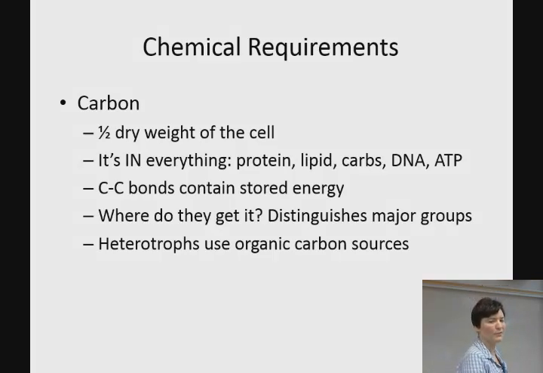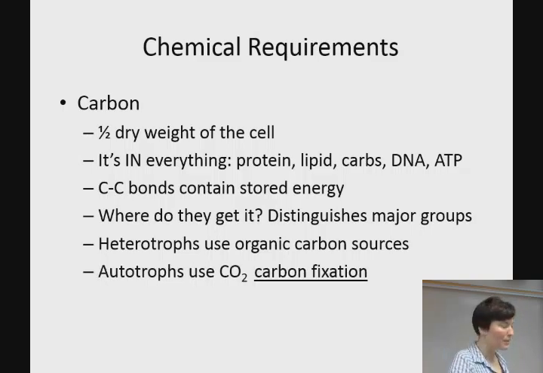So heterotrophs use organic carbon sources. What does that mean? What is an organic carbon source? Right, so there's carbon attached to at least one hydrogen, and usually there are carbon-carbon bonds as well. So their organic molecules are at least methane, at the very least, when there's just a carbon with 4 hydrogens, but usually much more complicated carbon-carbon molecules. Autotrophs, on the other hand, get their carbon from carbon dioxide in a process called carbon fixation.